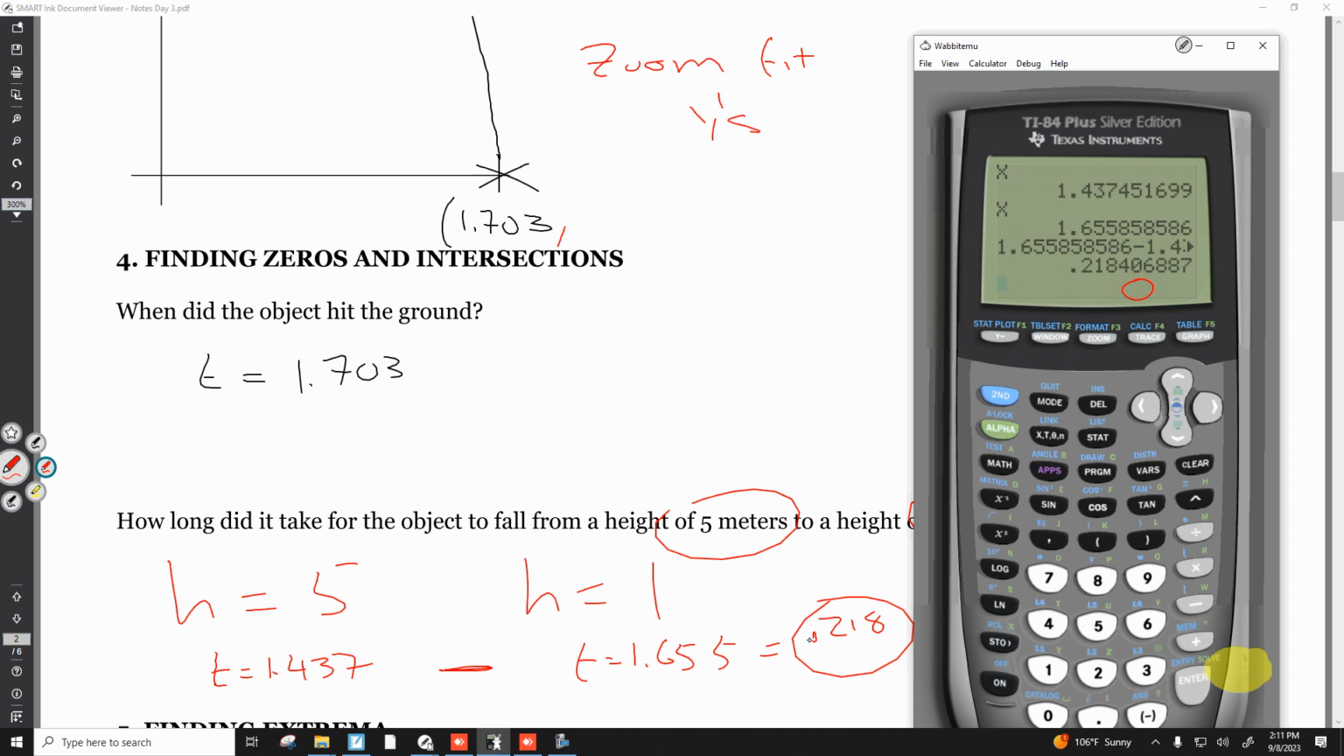That is not really a lesson 1, lesson 2 thing. That is more of a calculator thing where it's like, hey, make sure you can find locations by finding intersections.